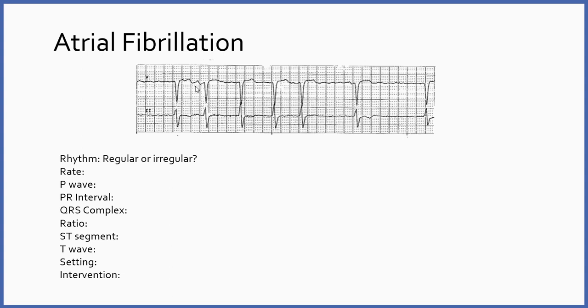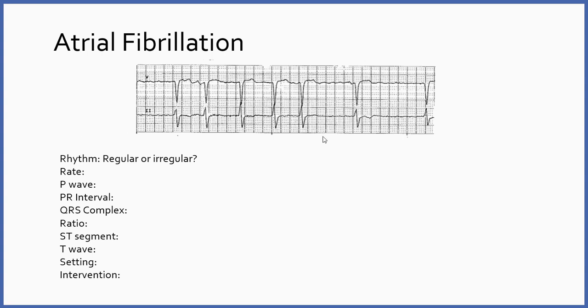Now, we can't actually count the number of discharges that are stimulating the atria, but it could be as many as 300 or 400 a minute. Atrial fibrillation is actually easy to figure out. There are 2 hallmarks: the AFib is irregular, and there are no discernible P waves. So let's take a look at it step by step.